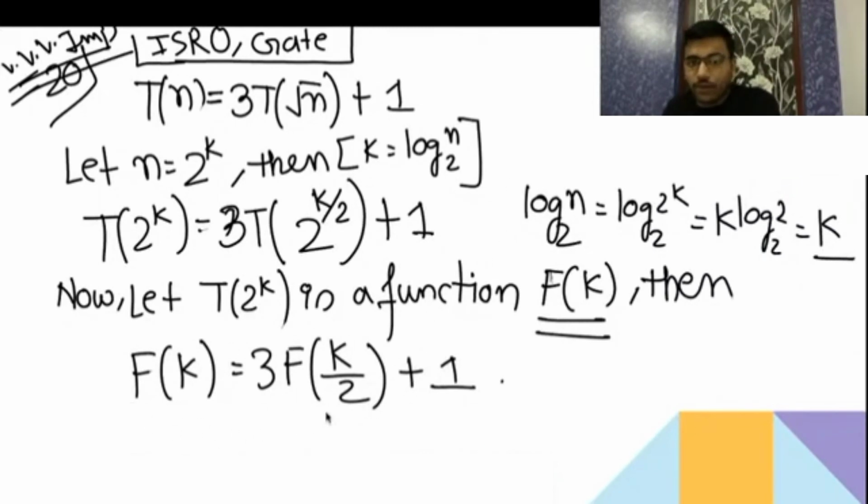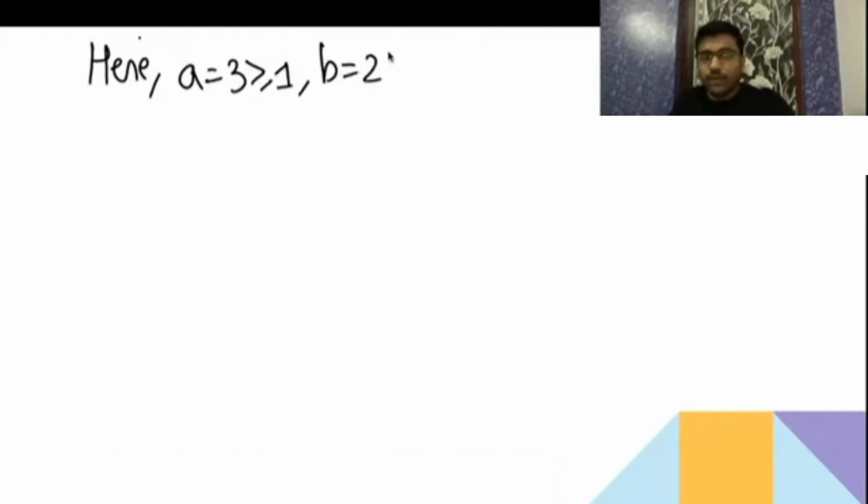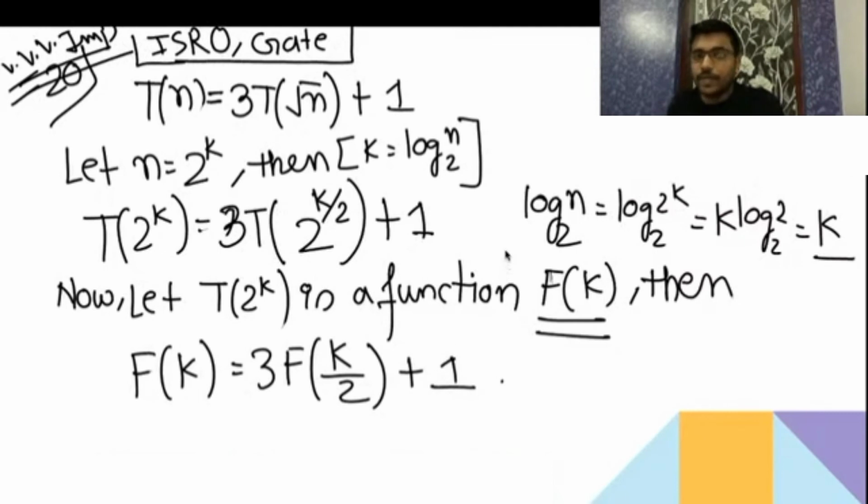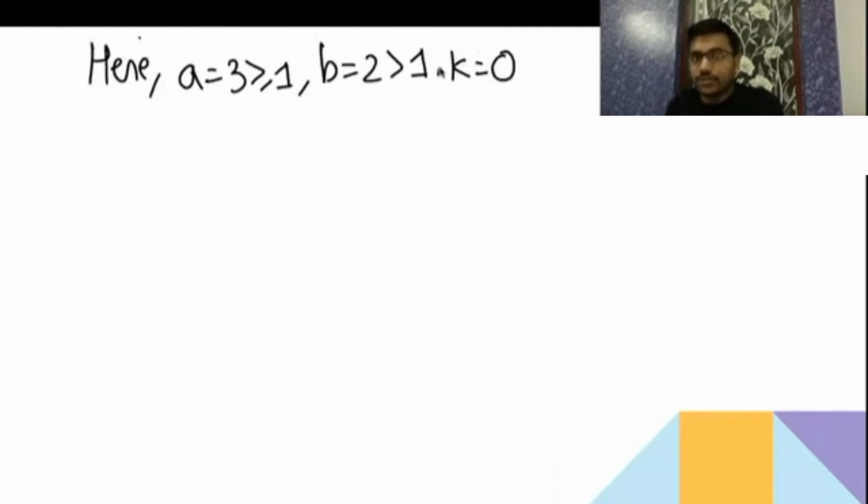Now see, this is in the form of the master theorem. Here a is equal to 3, which is greater than or equal to 1. b is equal to 2, which is greater than 1. k is equal to 0, because it is having 1, so n to the power k is going to be 1, and p is also going to be 0.